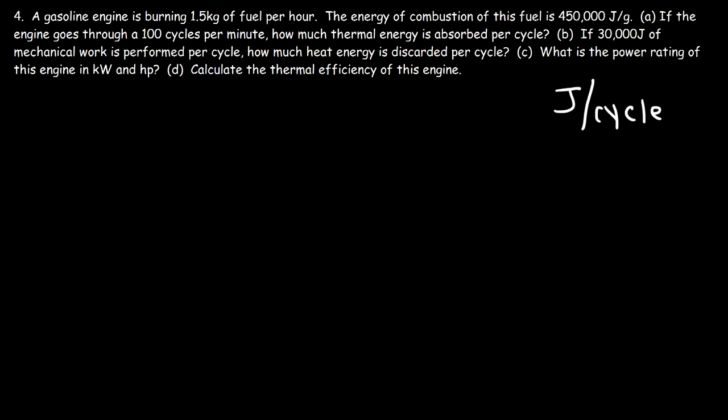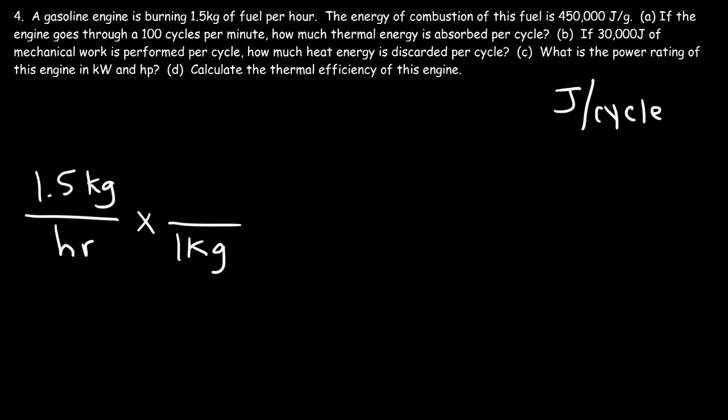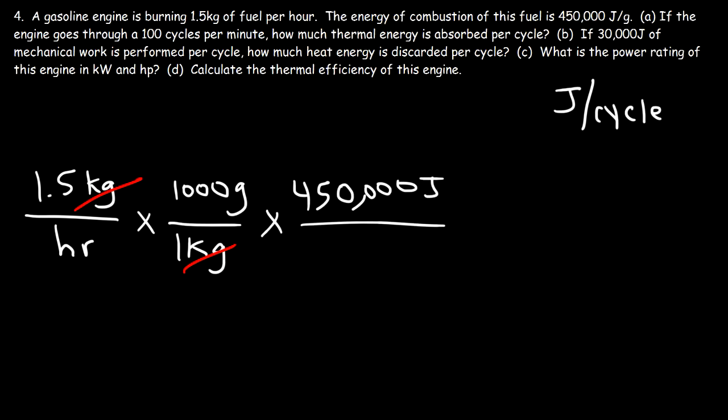So I'm going to start with the rate at which the fuel is burned. So 1.5 kilograms of fuel is burned per hour. So we need to write it like this. Now the combustion is joules per gram. So that indicates that I need to convert kilograms to grams. So 1 kilogram is equal to 1,000 grams. And so we could cancel the unit kilograms. So now I can use this value to convert to joules. So the energy of combustion is 450,000 joules per gram.